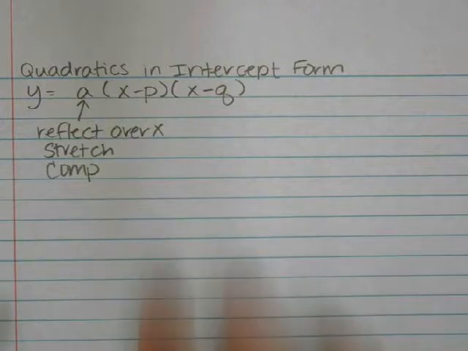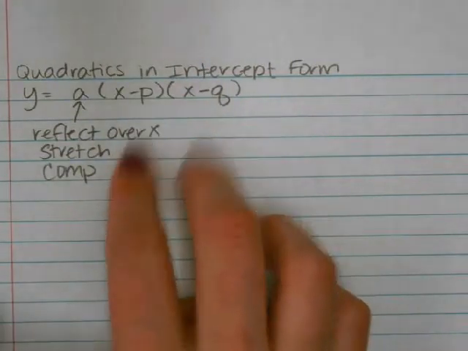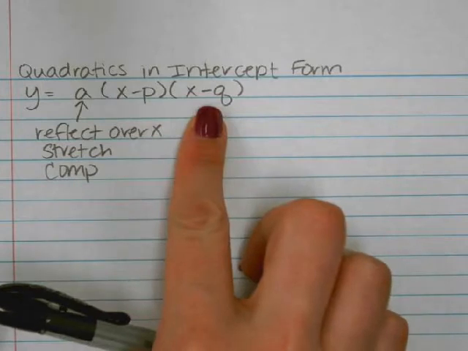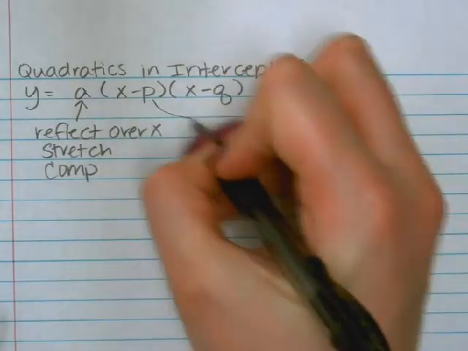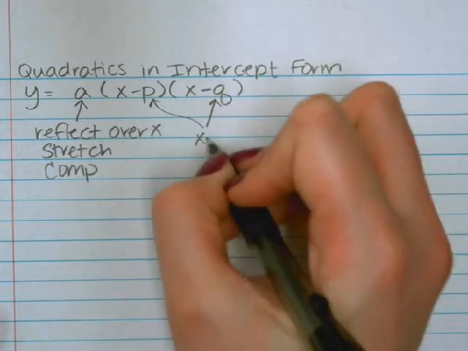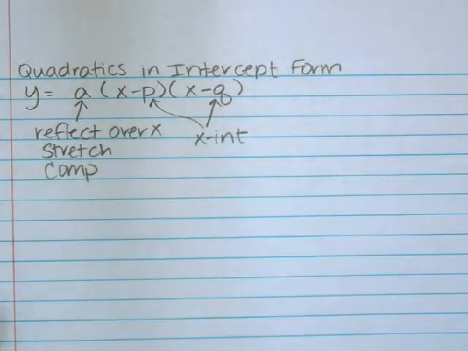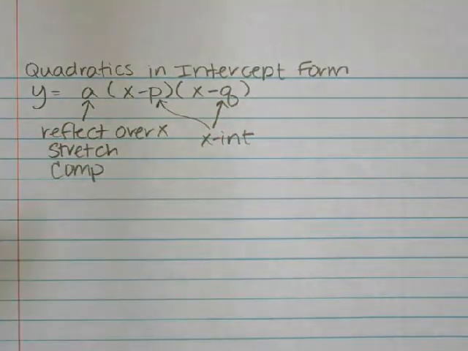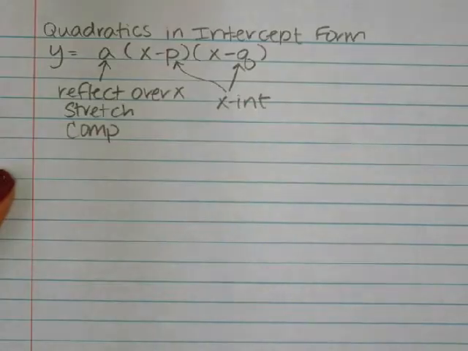The p's and the q's, if you can see, this is actually factored form, and so that means that when we solve these factors, we're actually finding the x-intercepts. So p and q are actually our x-intercepts, and that's why we call this intercept form, because it gives you your x-intercepts.